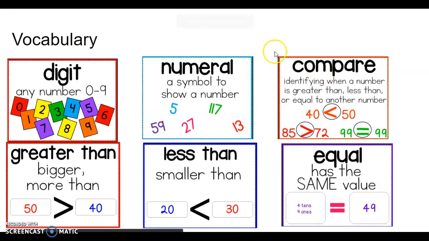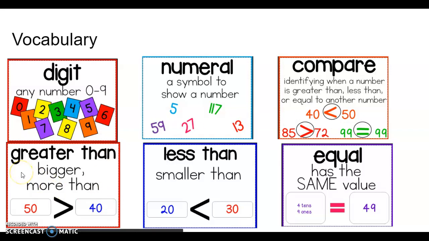So just quickly to go over the vocabulary, today we're going to be using the words compare, greater than, less than, equal, those concepts. When you compare numbers, you're identifying when a number is greater than, less than, or equal to another number. So you're looking at the two numbers and you're talking about whether they're bigger, smaller, or the same.